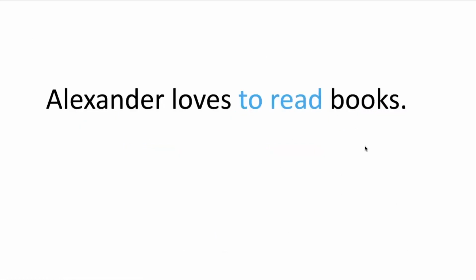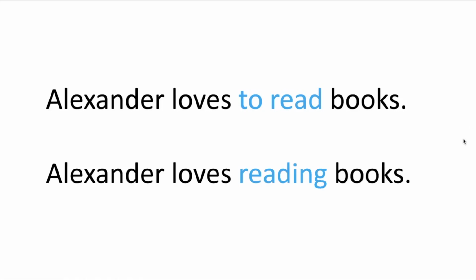Now, we can also put the verbs together a different way. We could say Alexander loves to read books using the infinitive, or we can say Alexander loves reading books. These two sentences mean exactly the same thing. They are both correct. We can say loves to read, or we can say loves reading. We're going to talk more about using these ing forms of the verb in a later class.